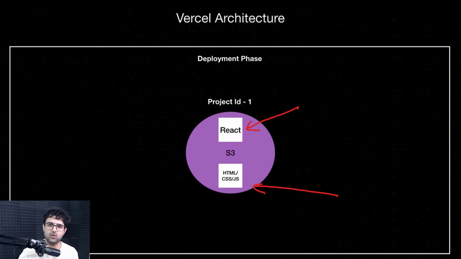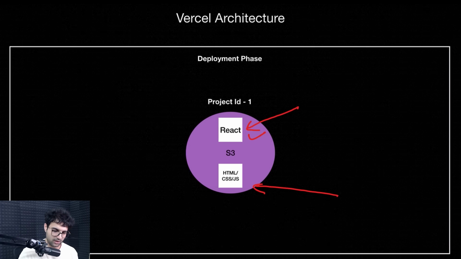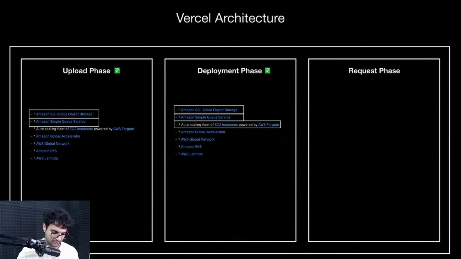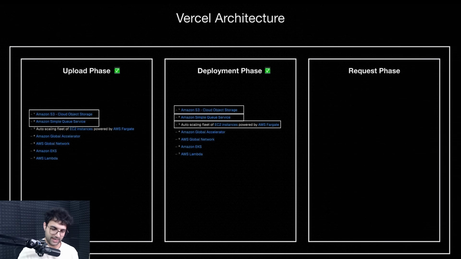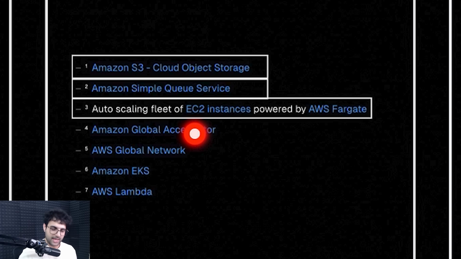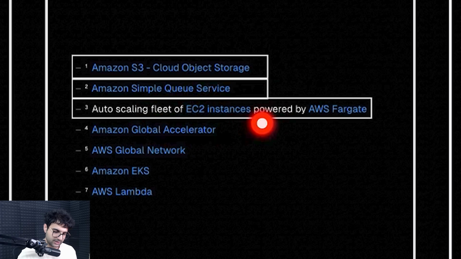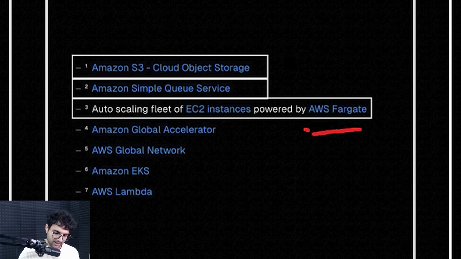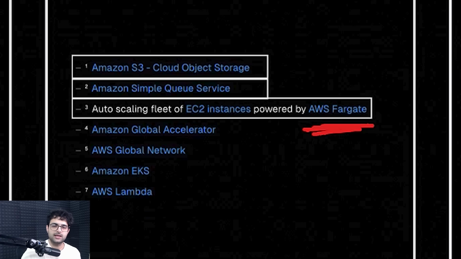You effectively have 2 copies of your project, the original source code and the final assets that you serve to your end users. That's all for the deployment phase. If you look at the AWS constructs that we used here, we used S3 for uploading the final assets. We used SQS for pulling things from, and we can use EC2 instances, which are basically AWS servers to run the final build pipeline, and something called AWS Fargate that lets you auto scale in a fashion like this.